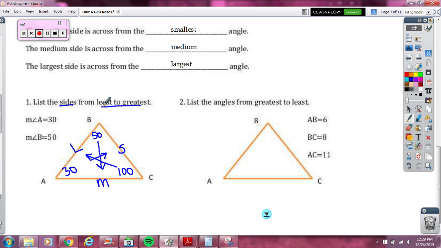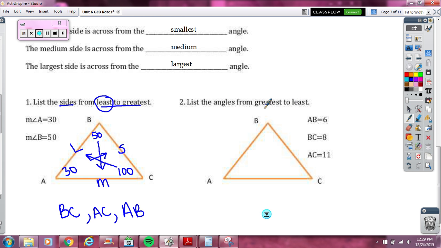And now I'm going to go list my sides from least to greatest, so small first. The way that I name sides is with 2 letters, so BC is my small side, AC or CA, either one, is my medium side, and then AB or BA is my largest side. Most people mess up with the least to greatest thing. So let's try number 2.